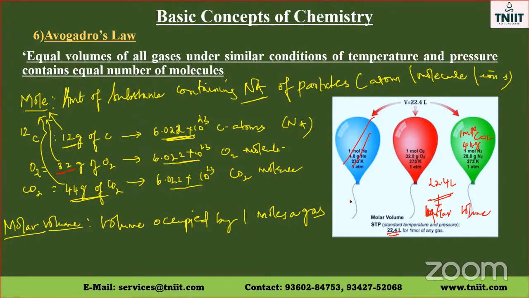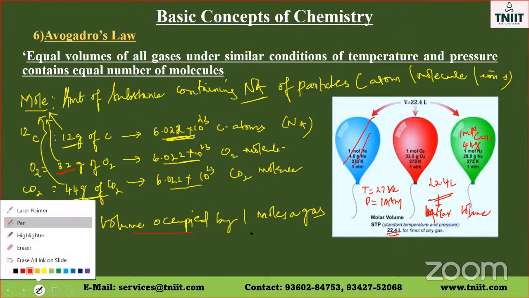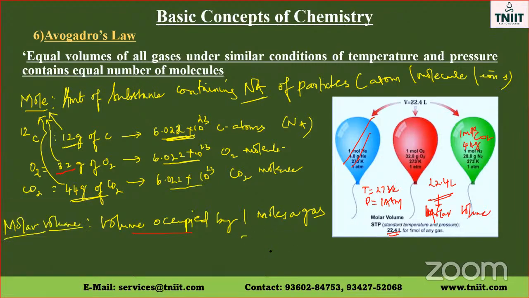Molar volume. When we say STP, temperature is 273 Kelvin and pressure is 1 atmosphere, standard temperature and pressure. That is called STP. So molar volume is the volume occupied by 1 mole of gas at STP, standard temperature and pressure.